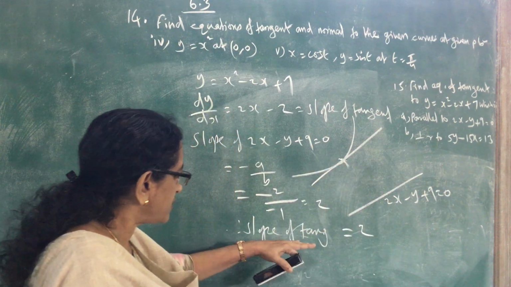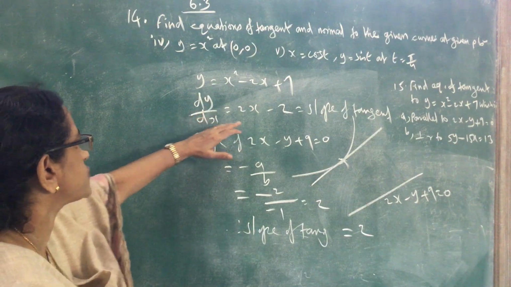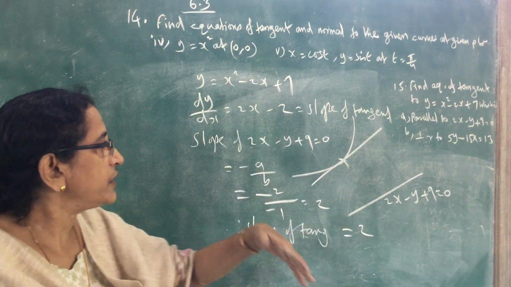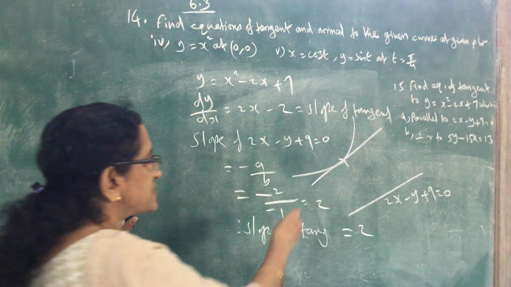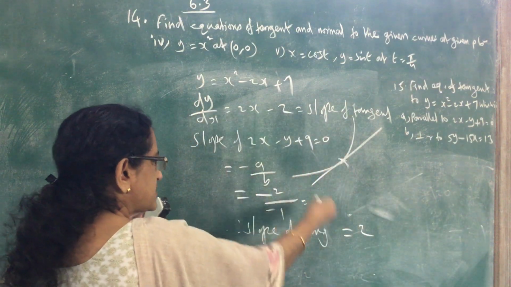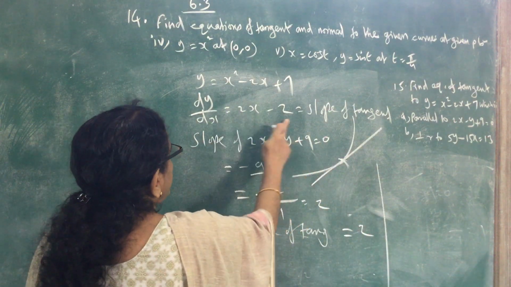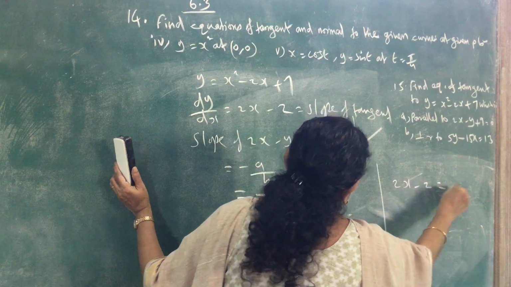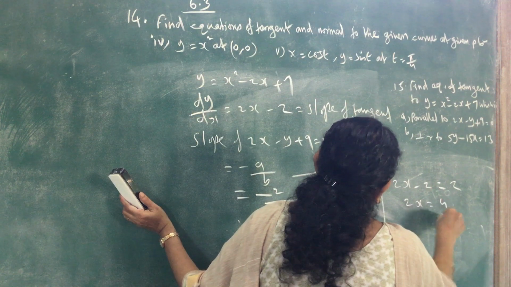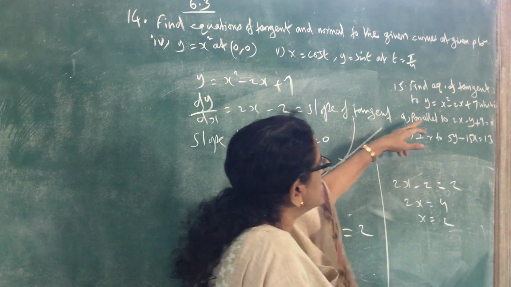Both are equal, so we can equate. This is the slope of the tangent, so 2x minus 2 equal to 2. Using that we can find the point, because the point is not given. We have to find the point using this condition. So 2x minus 2 equal to 2, 2x equal to 4, x equal to 2. This is the point at which the tangent is parallel to this line.